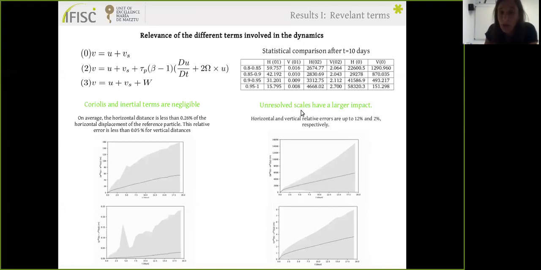And for the unresolved scales, for which we use white noise for recovering these scales, we observe 12% in the horizontal displacement and 2% of this term for the vertical. So for the unresolved scales, it seems that if one wants to look at the local properties of the flow, it is important to look at.